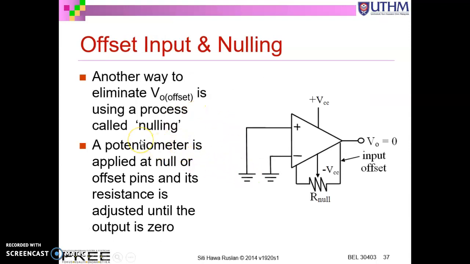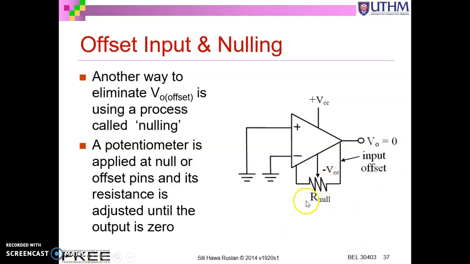This is the second way of making the output 0. Just now we used an additional voltage, which is seldom used because other than plus VCC and minus VCC, we have to add in another voltage supply. In this case, we use another 2 pins of the op-amp, which are the input offset or null pins. We connect them to a potentiometer or variable resistor.